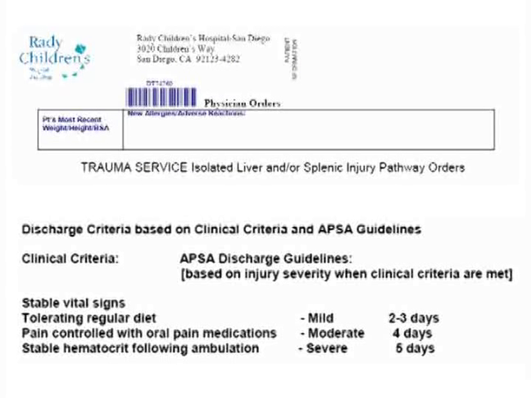The other thing we have is standard discharge criteria. Again, these are APSA discharge guidelines, and these are based on injury severity and also on when the clinical criteria are met. For example, in order to go home, you need to have stable vital signs, be tolerating a regular diet, have your pain controlled with oral pain medication, and have a stable hematocrit following ambulation. The general guidelines for a mild injury would be 2 to 3 days, moderate 4 days, and severe 5 days. But again, these are just guidelines.